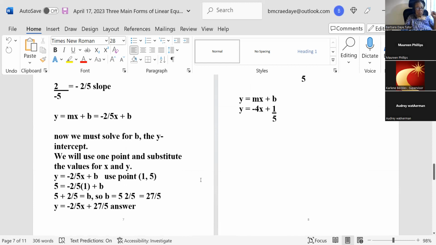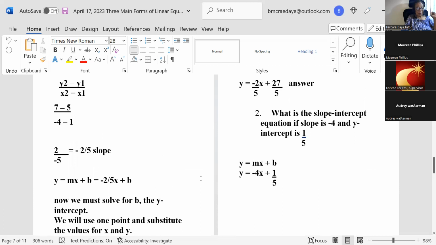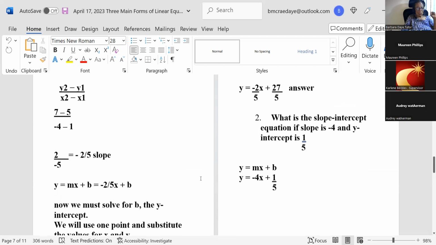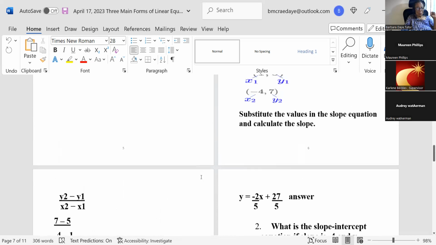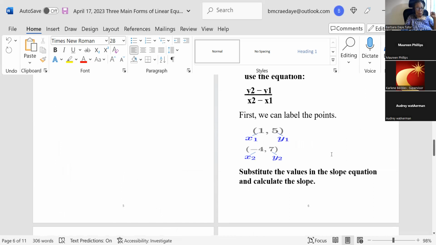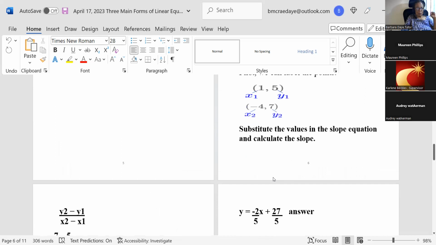Questions on solving for the slope number 1, when you're given 2 points? Questions? I don't understand that one, Miss Barbara. Okay. Why, the example you just showed? I didn't understand that. Okay, let's go back here.